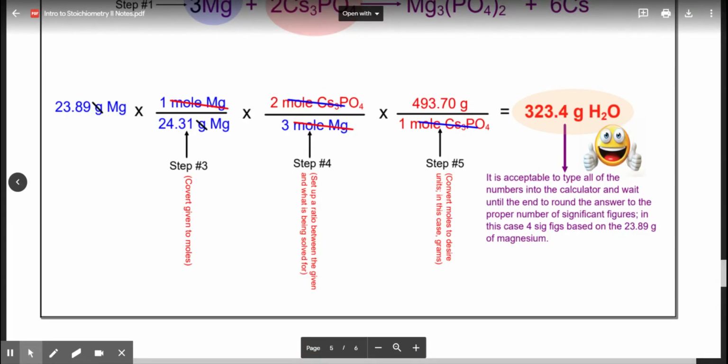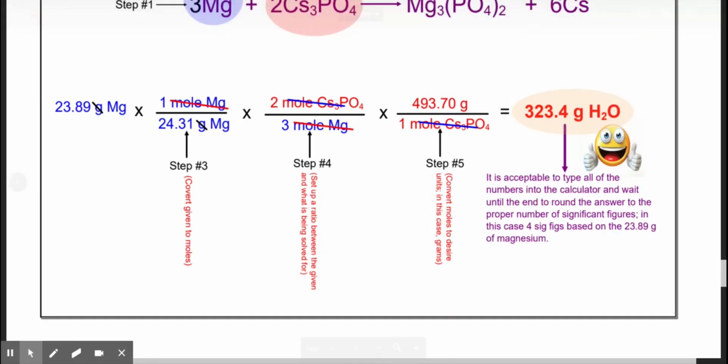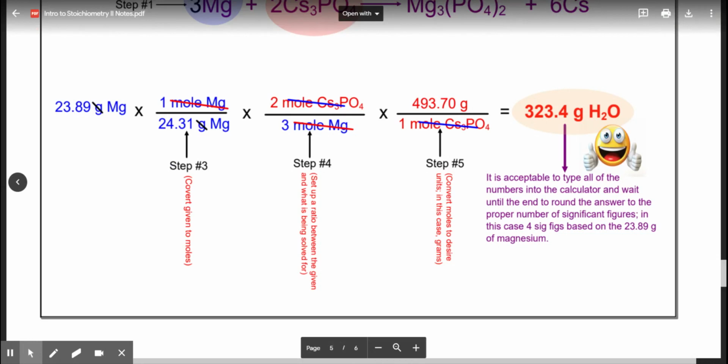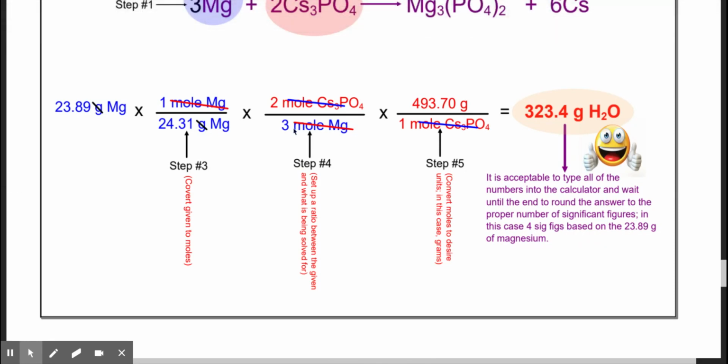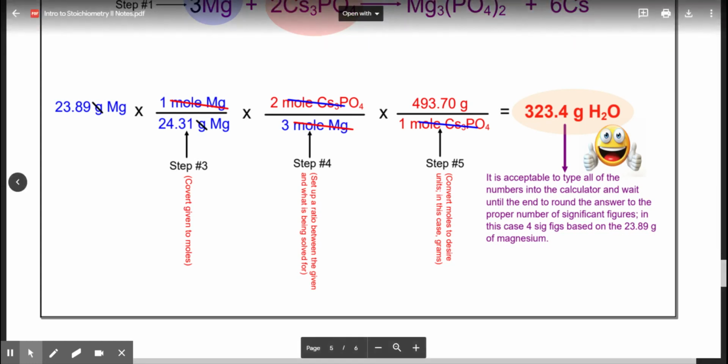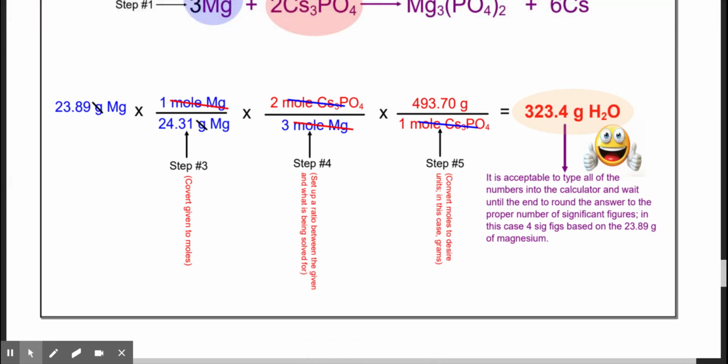We can take 23.89 grams and convert grams to moles. That's step 3. Step 4 is to set up your molar ratio. So again, from the equation, for every 3 moles of magnesium, we need 2 moles of cesium phosphate. So that ratio is shown here as step 4. And then step 5 was convert moles to desired units, in this case, grams. And the molar mass of cesium phosphate was 493.70. So we get an answer of 323.4 grams of cesium phosphate. The units all cancel out, so I know I have it set up correctly.